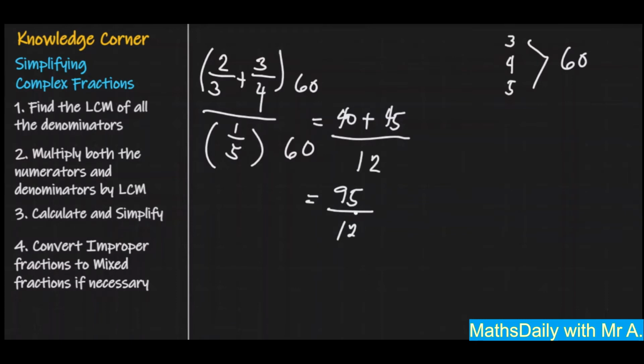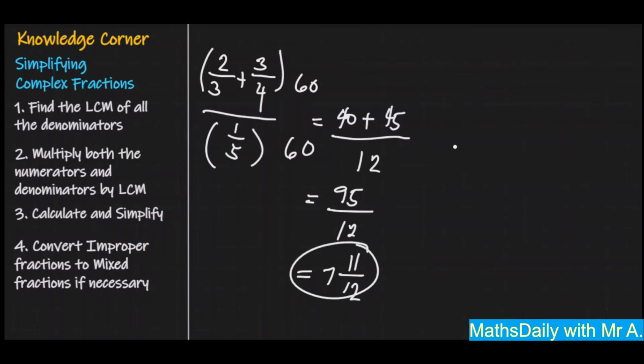Since our final answer is an improper fraction, we can proceed to step 4, which is convert improper fractions to mixed fractions if necessary. This will give us 7 and 11/12. So this is the final answer.